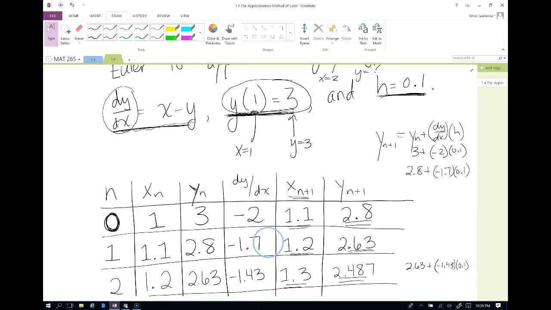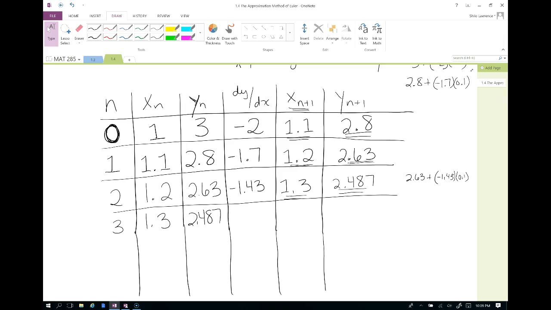dy dx, we're just referring back to the differential equation we were given, x minus y. So we're doing 1.3 minus 2.487. The calculations are really, really easy. It's just going through this whole process in this whole chart. We now have a slope of negative 1.187. The new x is just 1.4. So we're almost halfway there.